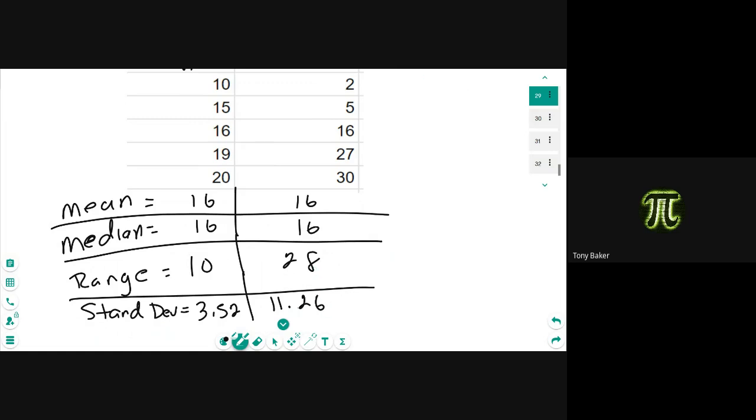So we were talking about before, player A was more consistent, and that shows with the standard deviation. It's a smaller standard deviation. The ones that are really far out there, their standard deviation is quite large because their variance is quite large. So standard deviation gives us the ability to determine consistency.